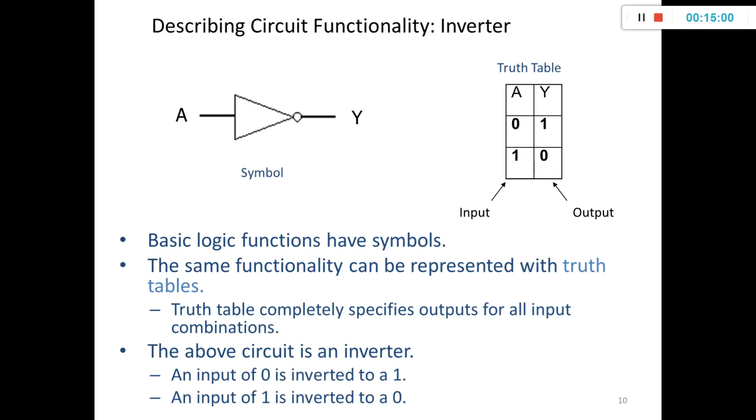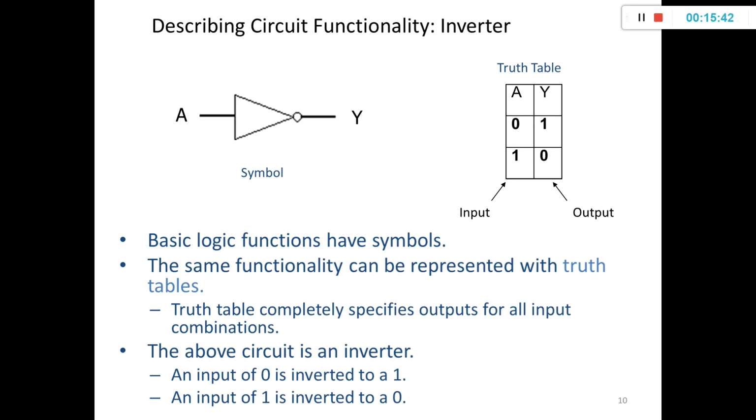Next, coming to describing circuit functionality. I have taken a simple inverter here. The inverter has an input A, output Y. I have given here a truth table with A and Y. Can you see this, students? If you apply input A as 0 to the inverter, the output will be 1. If you apply 1, the output will be 0. So this is a simple basic inverter, a NOT gate which inverts the input. What is the functionality of this? The functionality of this is nothing but to invert the given input. That is the functionality of a simple inverter.